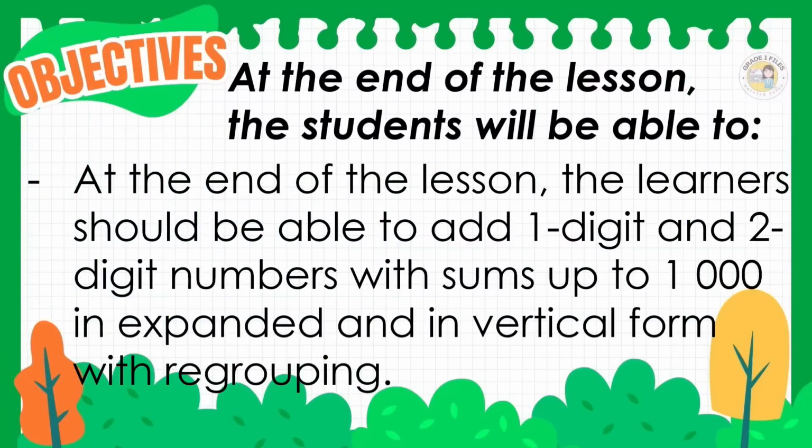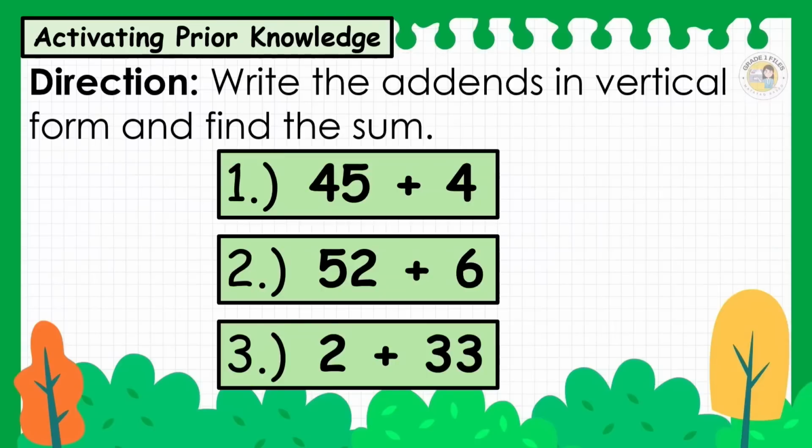Objectives. At the end of the lesson, the learner should be able to add 1-digit and 2-digit numbers with sums up to 1,000 in expanded and in vertical form with regrouping. Write the addends in vertical form and find the sum.